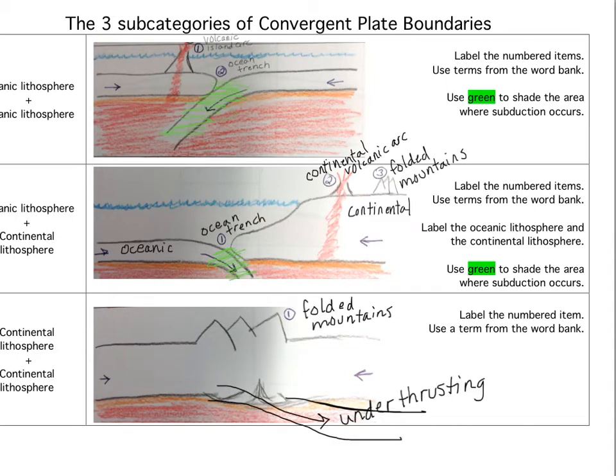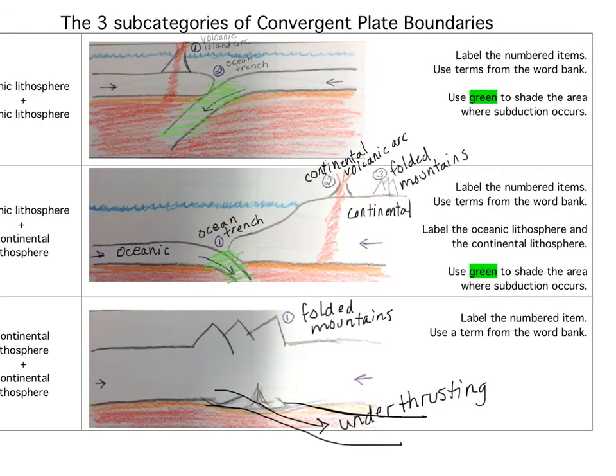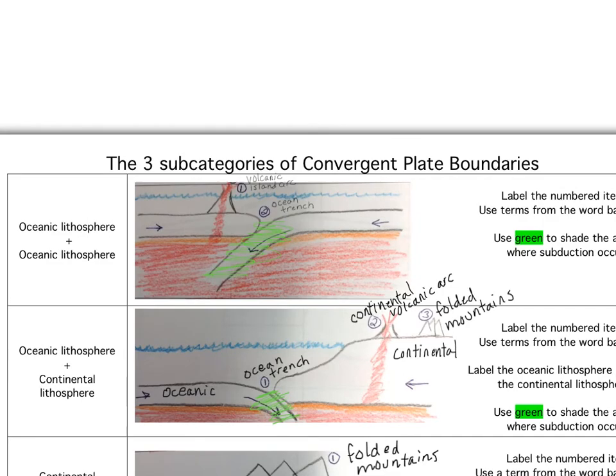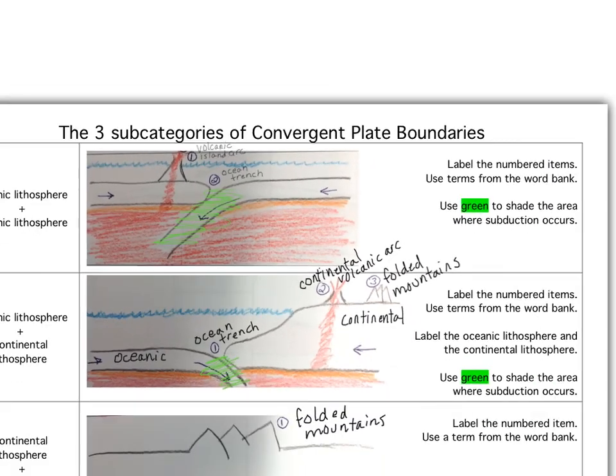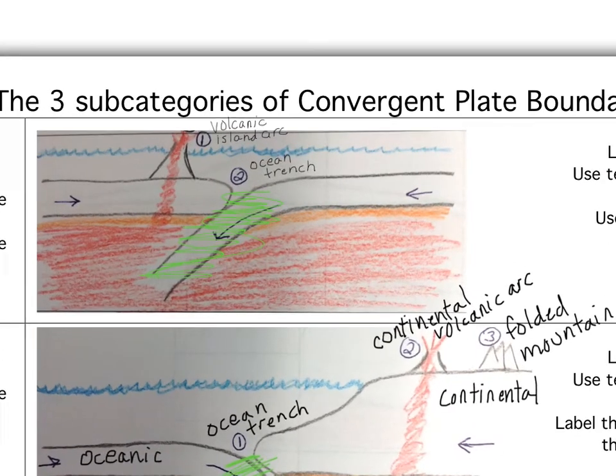So let's take a look at this and see if you got the right items labeled. You should have generally been using just a lot of logic to figure out what items are what. So let's start with the one at the top, the oceanic-oceanic lithospheric convergent boundary. We've got two oceanic plates coming together.